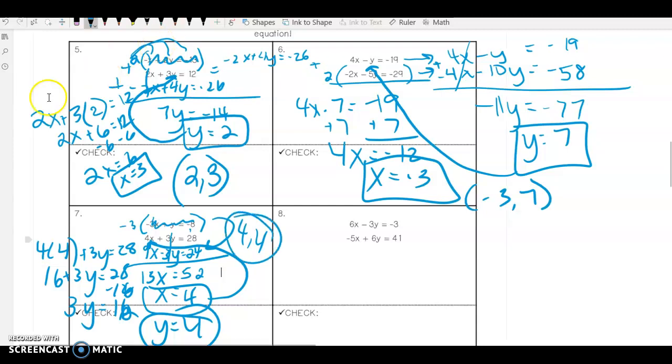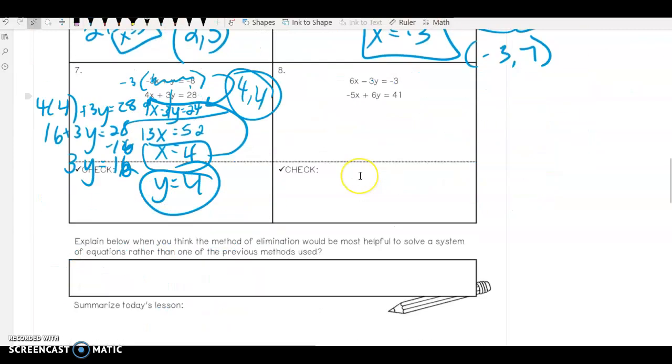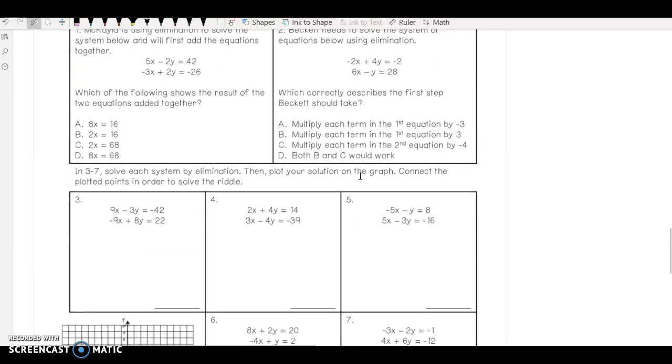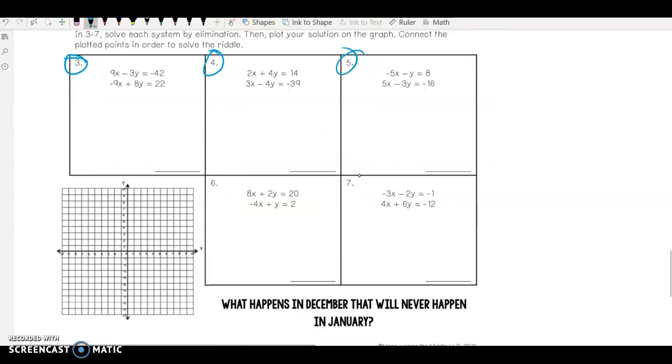All right. We're going to skip number 8 for now. And I would like for you guys to try to solve numbers 3, 4, 5, 6, and 7 for homework tonight. All right, so these are our notes, our introduction notes for elimination.